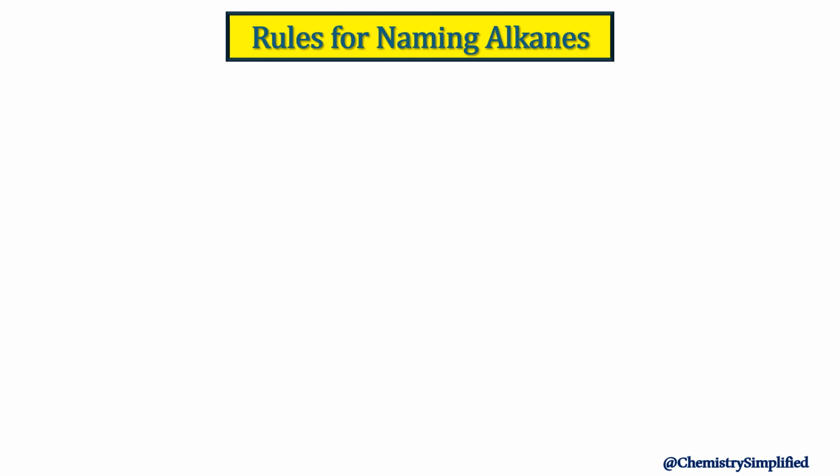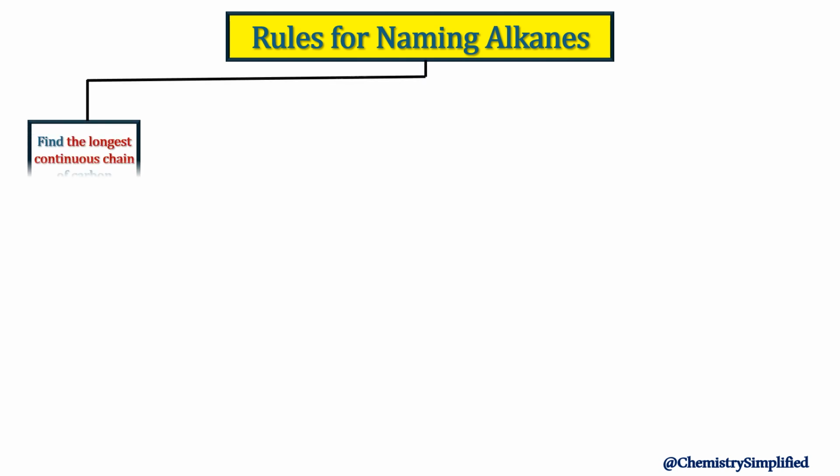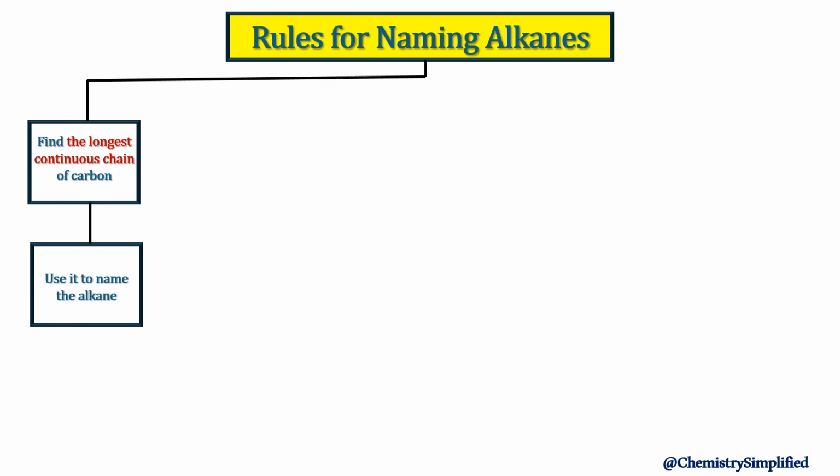Rules for naming alkanes. The first rule is to find the longest continuous chain of carbon. So we need to find the longest chain, and we'll use that chain to name the alkane. So if the longest continuous chain has 4 carbons, we'll say butane. If it has 6, we'll name it hexane.